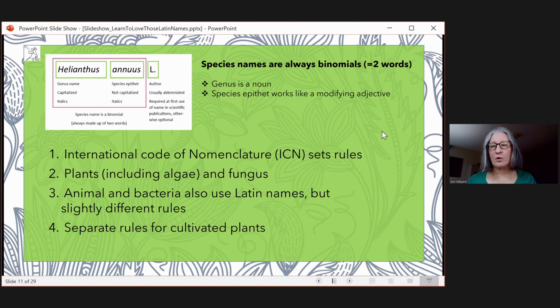And then they have rules for duplicated names and some other things. So before we leave this slide, I want to go through the parts. The genus Helianthus is always capitalized, no exceptions, ever. And it's always in italics, no exceptions, ever.